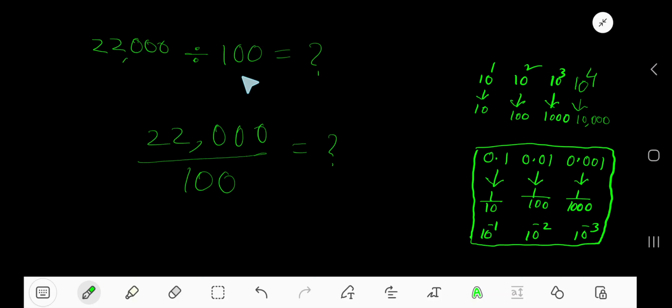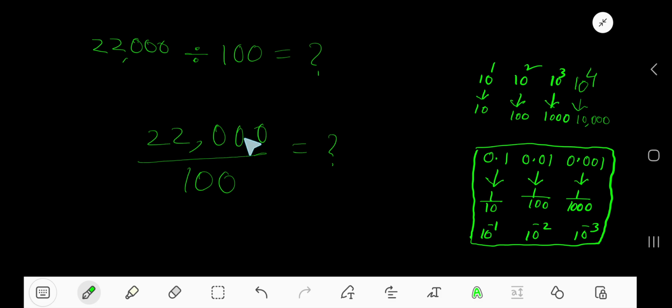22,000 divided by 100. Look, 10, 100, 1,000, 10,000, these are called powers of 10. 10 to the power 1 means 10, 10 to the power 2 means 100, right? Of course, these are positive powers.